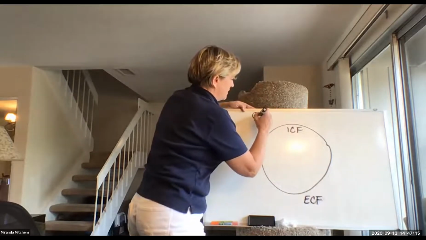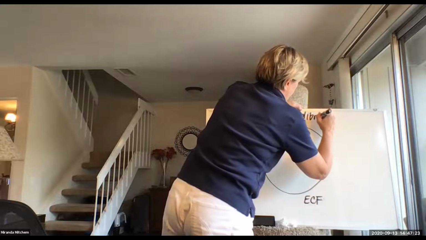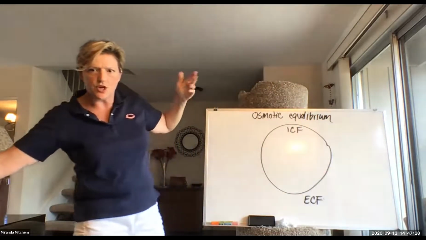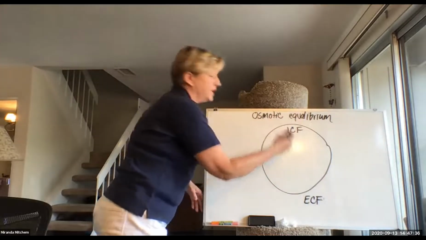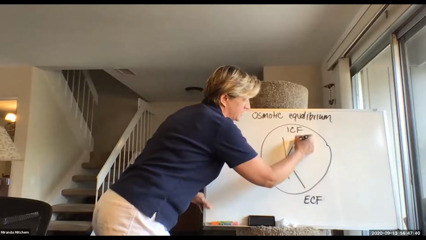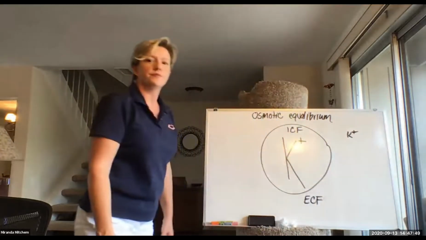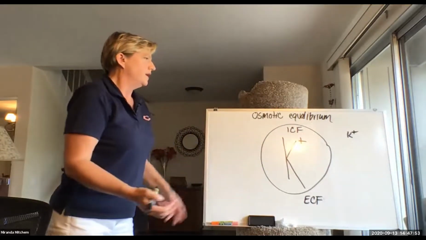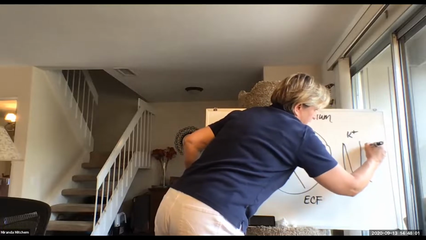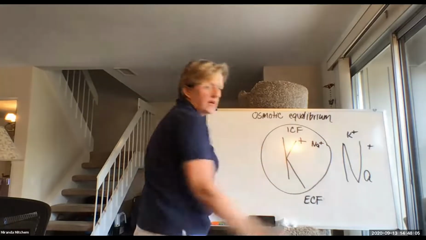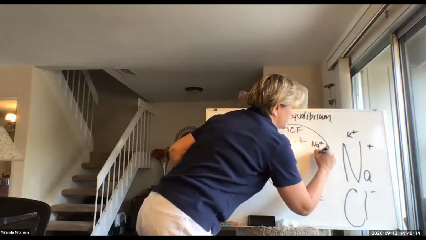So for osmotic equilibrium to occur, let me give you a kind of cartoon drawing of what that means. In order for our cells to be in osmotic equilibrium, the majority of the potassium is inside the cells, where there's just a little tiny bit of it outside the cell. So the big letter means there's more of it. For sodium, however, it's the opposite. There's way more sodium outside the cell than there is inside the cell. There's just a little bit inside. Same with chloride. It's present mostly outside, just a little bit inside.